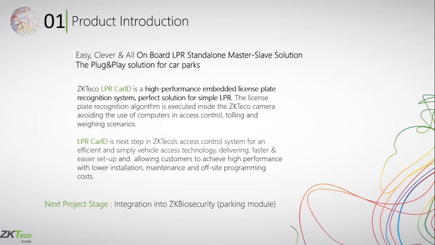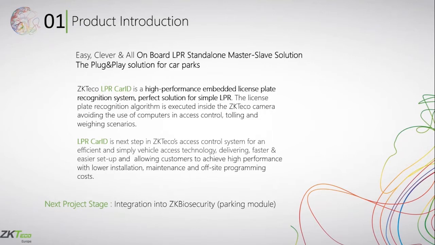So ZKTeco LPR Car ID, this is the way we call this solution. This is a high performance embedded solution because the algorithm has around 98% rate. It means the accuracy of every plate you can read is more than 98%. For sure, this depends on the country, but for most of the many countries we support worldwide, you can see the accuracy is so good. We assure more than 95% accuracy.